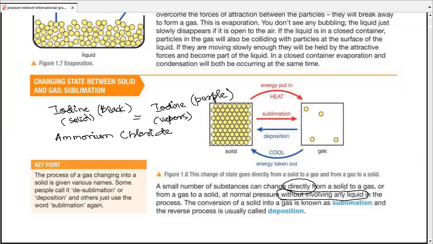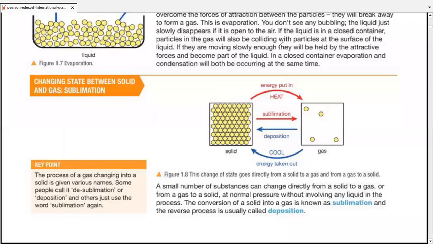Either use directly or use this phrase so that you can tell the examiner that you understand that it wasn't a conventional solid to gas conversion by melting and boiling. It was sublimation because the conversion was direct and there was no liquid state seen in between. Make sense? Good. So these were the examples.